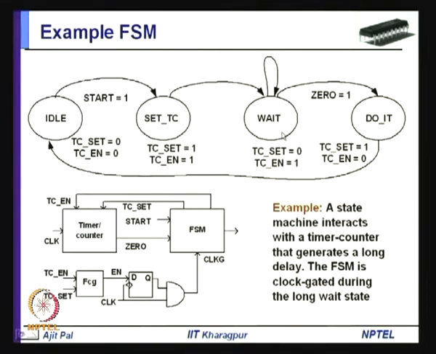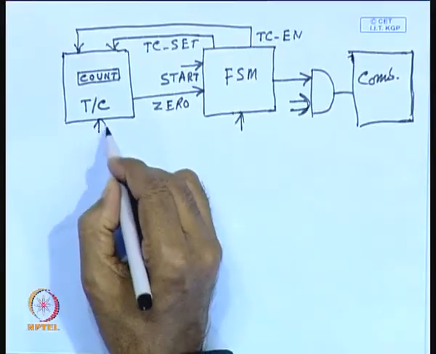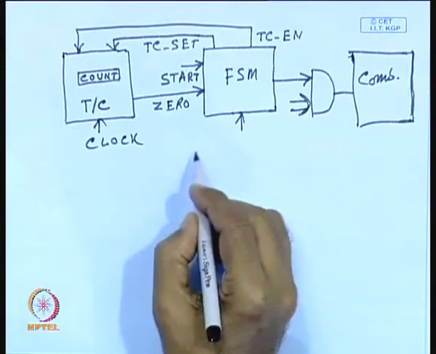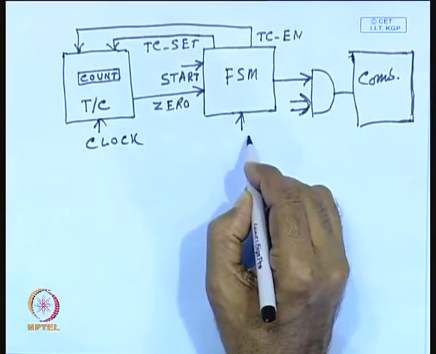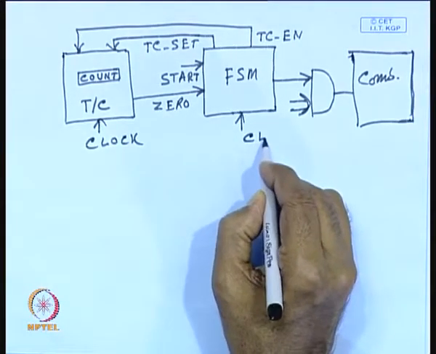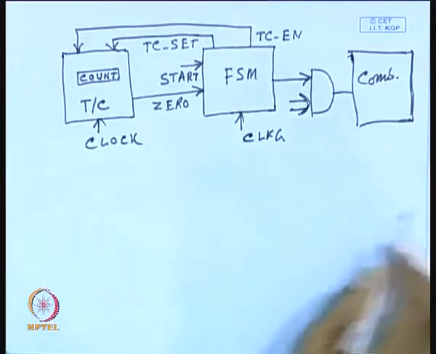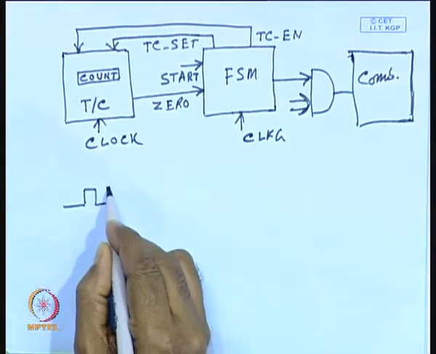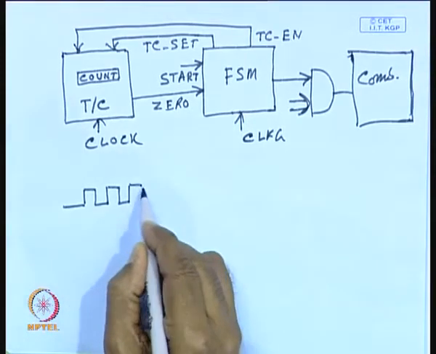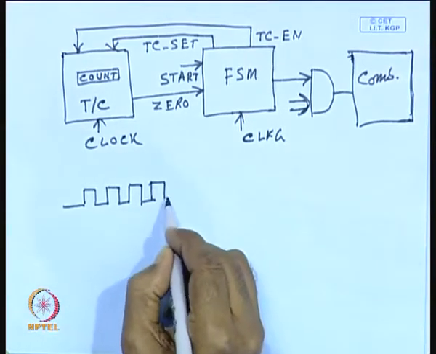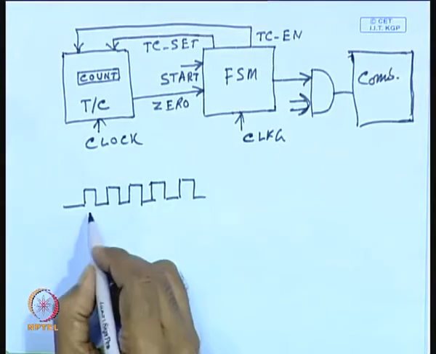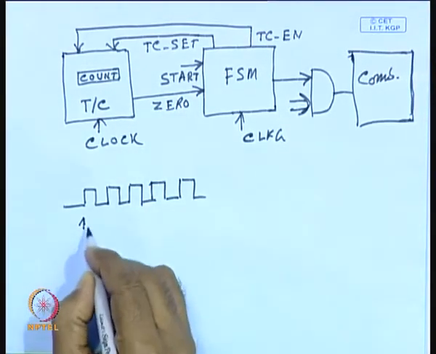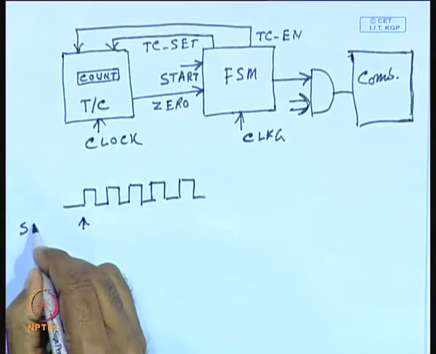That means you have applied a clock here, and a gated clock is also applied. So, that means the gated clock is applied to this finite state machine. This is the clock which is applied to the timer counter, and let us assume the start signal is applied here. So, this is where the start signal is applied.